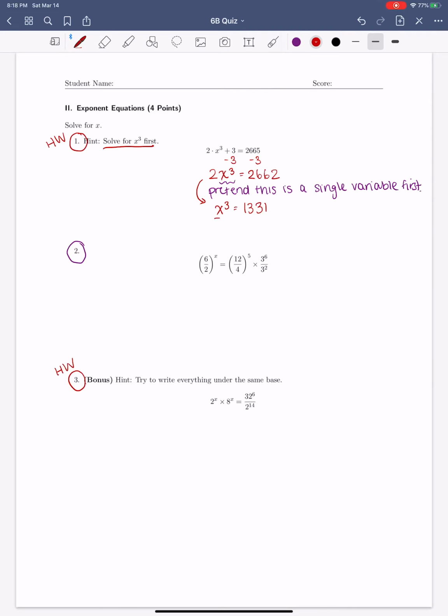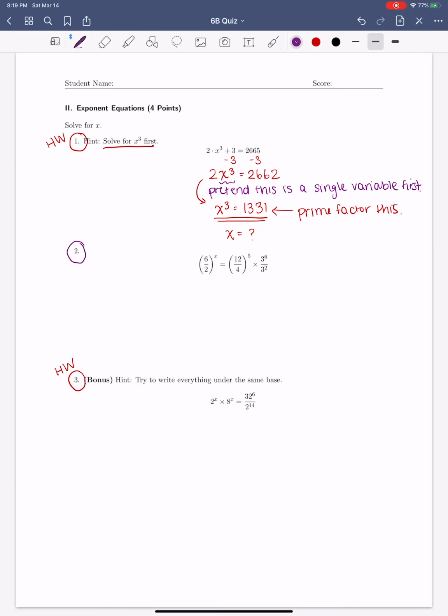And at this point, this looks like an equation that we know how to do from the textbook. So now we can figure out what x is. And remember, to solve equations like this, we needed to prime factor 1331. So I'll leave that for you to do. We'll do the next question in full.